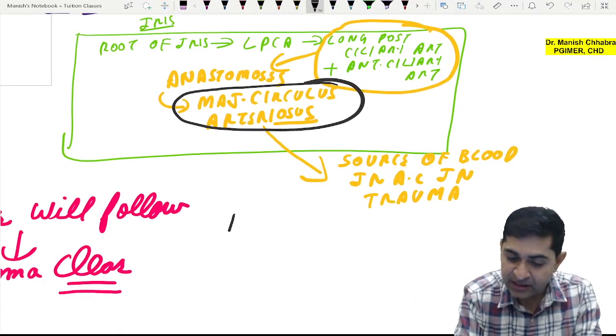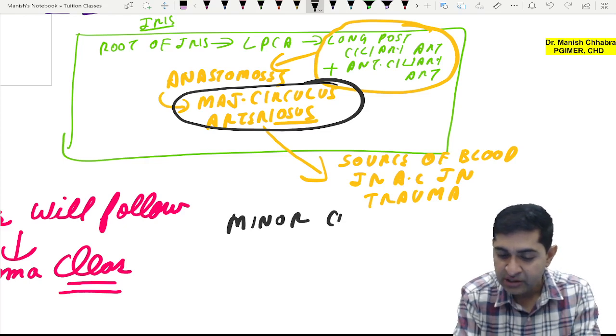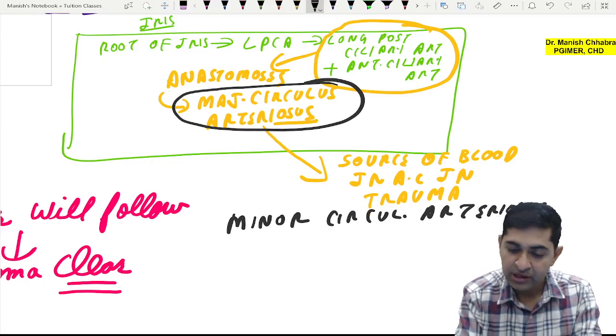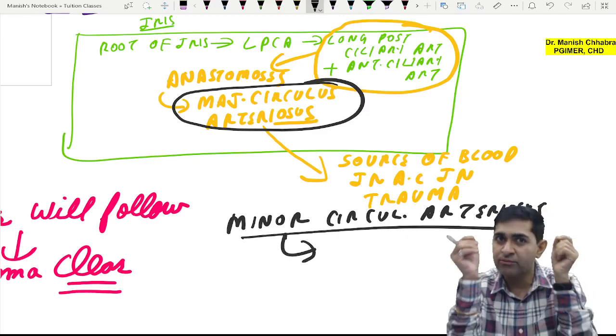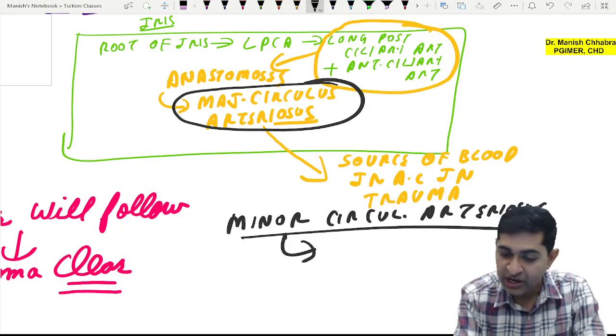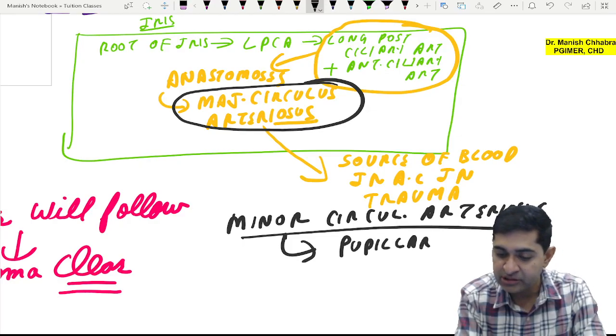Then there is another structure which is the minor circulus arteriosus. This is actually an extension of the blood vessels from the major circulus arteriosus and goes till the pupillary margin, the inner pupillary margin.